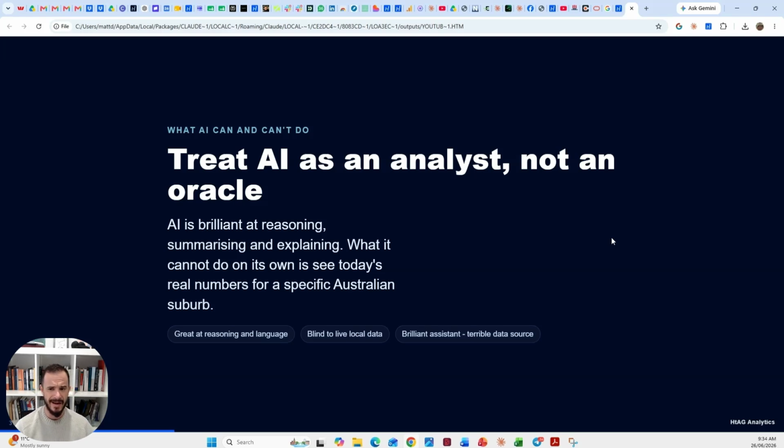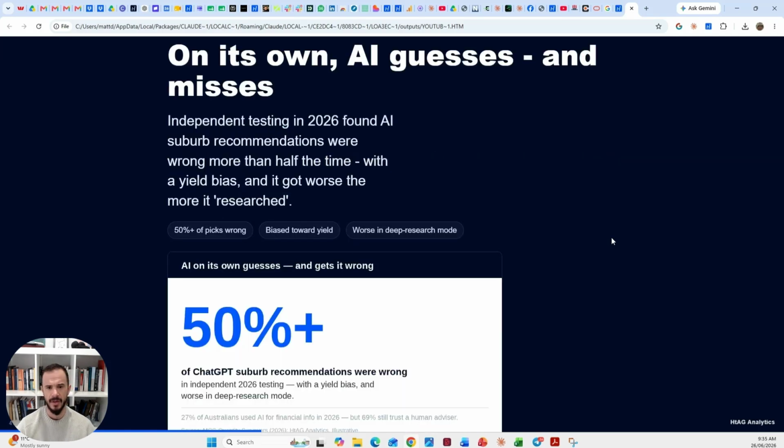Treat AI as an analyst, not an oracle. AI is brilliant at reasoning, summarizing, and explaining. That's very important. What it cannot do on its own is see today's real numbers for a specific Australian suburb. It can see some numbers, but not the complete picture. When it comes to analysis, a robust analysis is what I usually call triangulation, looking at many different data points in order to form an idea about the suburb.